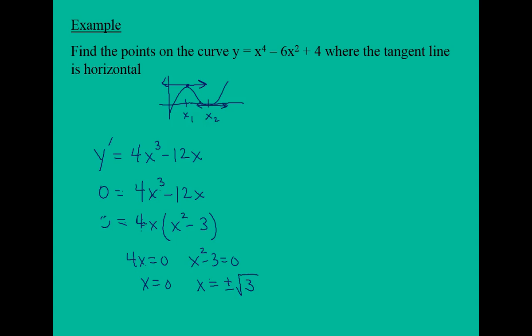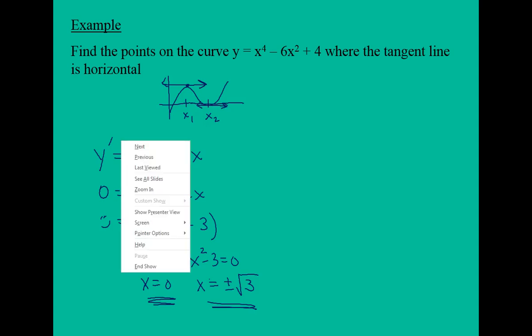Now, what does that represent? What did we just find here and here? We found where the slope of the tangent line to the graph of x to the 4th minus 6x squared plus 4 equals 0. Or another way of saying that is where the tangent lines are horizontal.